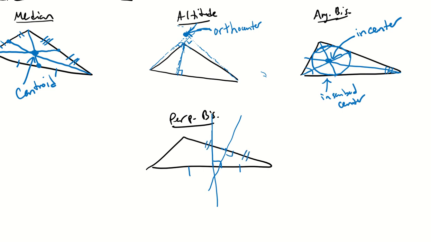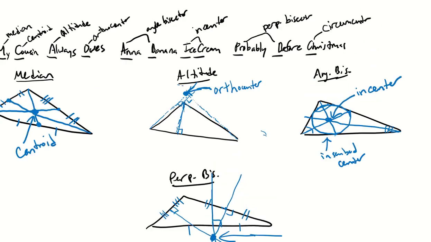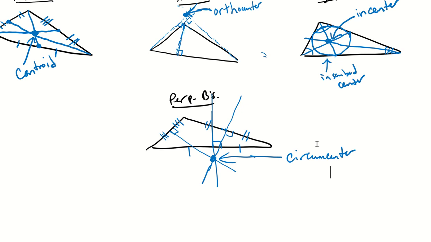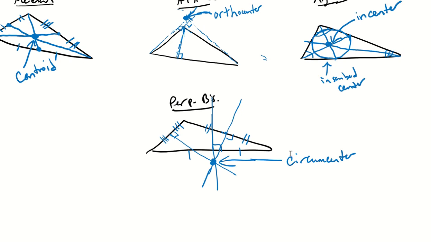Okay, and then we're gonna do this one, which is gonna cut this in half and at a right angle. But notice that they all meet at the same point right there. And that point is known as the circumcenter. And that does not have to be located inside the triangle. It sometimes is. Sometimes it's on the triangle. Sometimes it's outside the triangle. It just depends what kind of triangle it is.